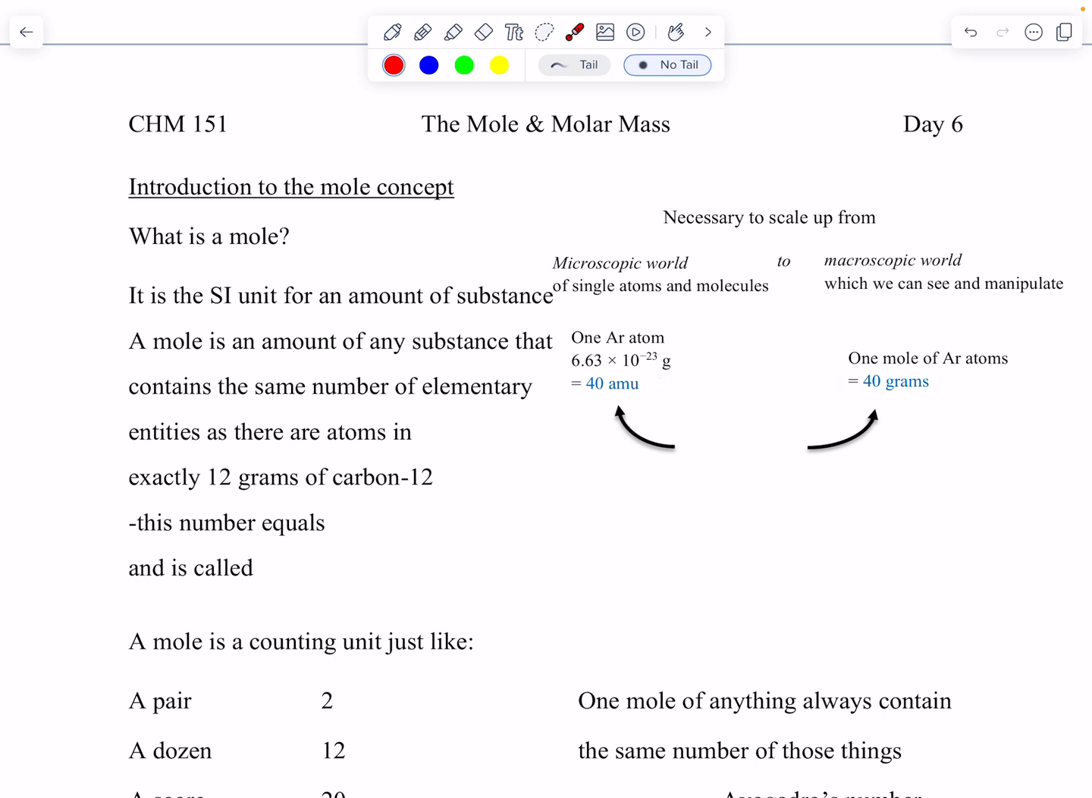That's coming into play. So your mole is an amount of any substance that contains the same number of elementary entities as there are atoms in exactly 12 grams of carbon-12. So what is carbon-12? Carbon has 6 protons, 6 neutrons, and 6 electrons. This number is Avogadro's number.